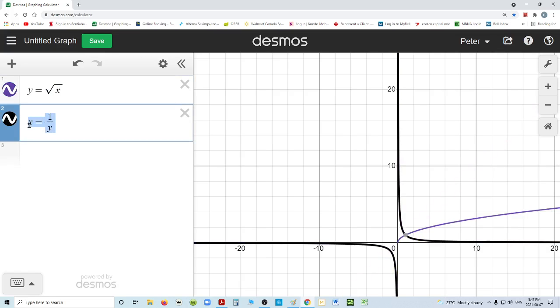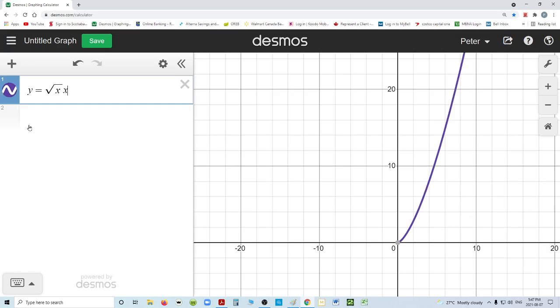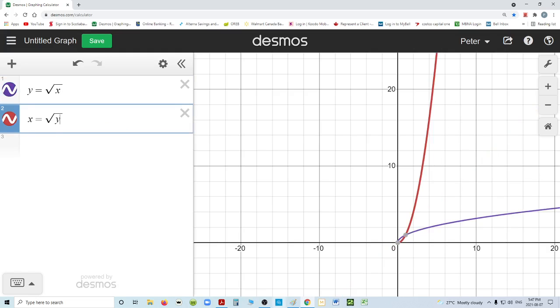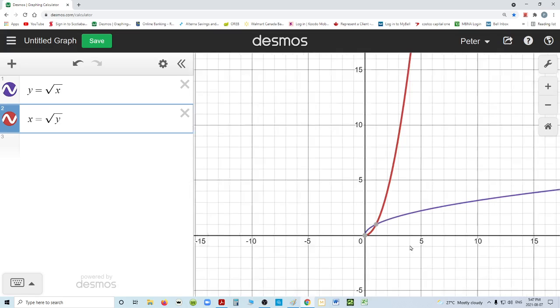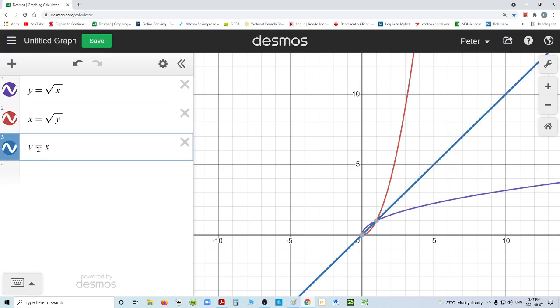Desmos will get it wrong sometimes. Let's see if it gets this wrong. x is equal to the square root of y. No, it got it right. So notice that the inverse of a root function is half a parabola. If you were to do it algebraically, so you square both sides here and you get x is equal to y squared, you actually don't get the correct answer if you do it algebraically. That's what I was going to get to. y is equal to x squared is what the algebraic solution is.